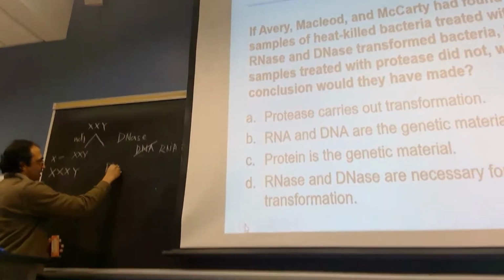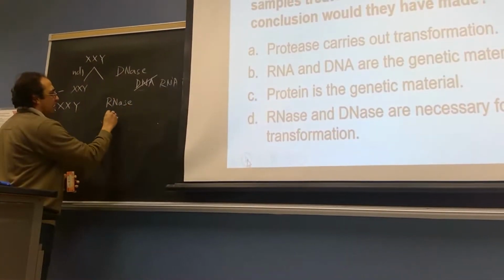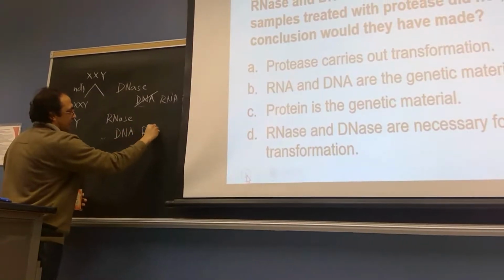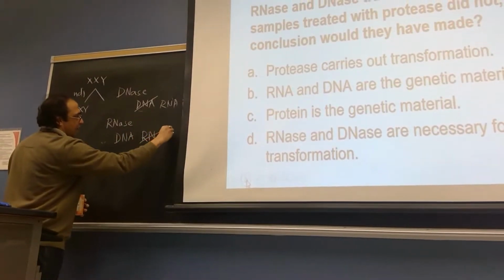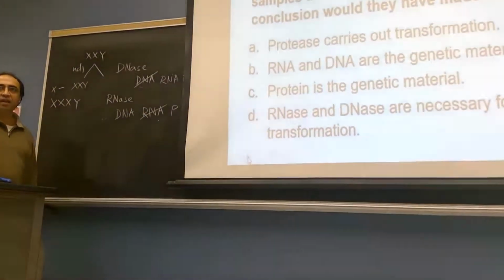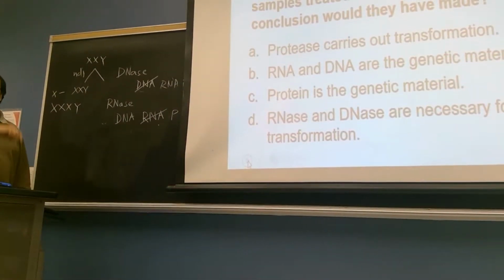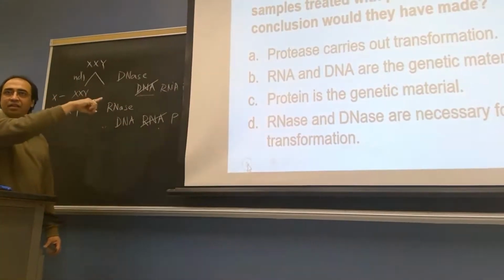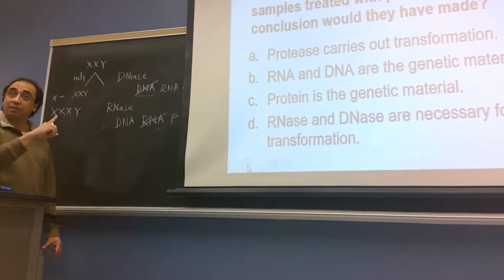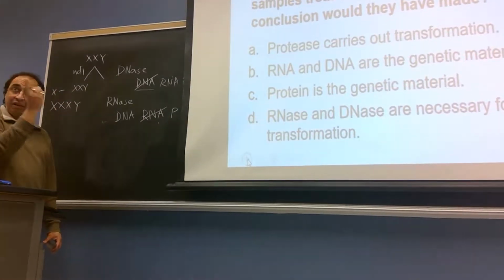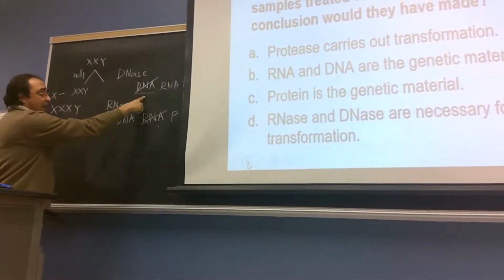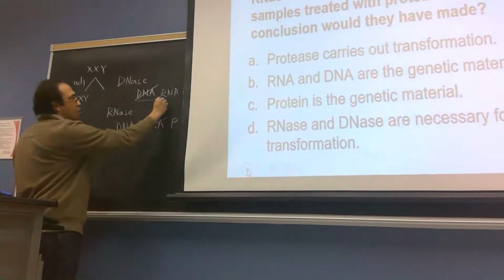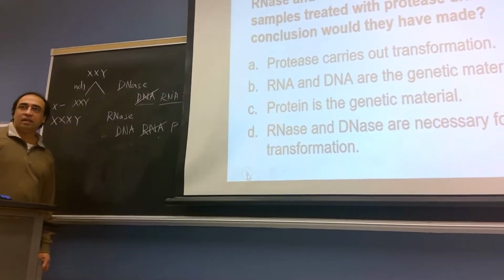Treated with RNAs. That means DNA is there, RNA is not there, and protein is there. From these two, what do we find? Which one is common? If DNA is not there, then there is no transformation. This is not with the actual experiment. Just read it very carefully. If DNA is not there, but there is a positive result, that means it could be either RNA or protein.